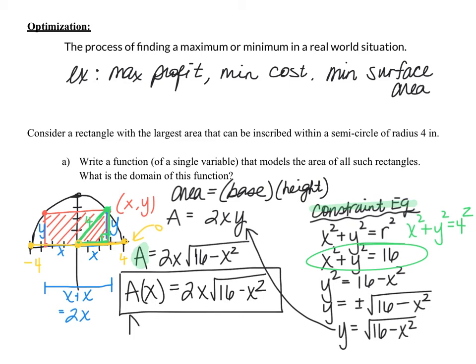So it looks like our domain is going to be all of the x values between -4 and 4, but I'm not going to include either -4 or 4, because then we wouldn't actually have a rectangle to compute the area of. So now that we have our function written, we can move on to part B.